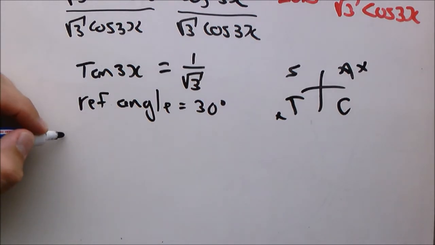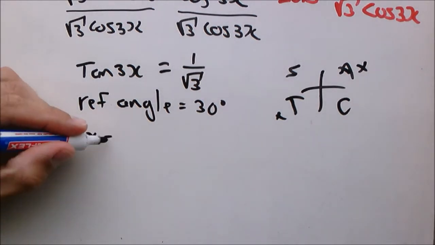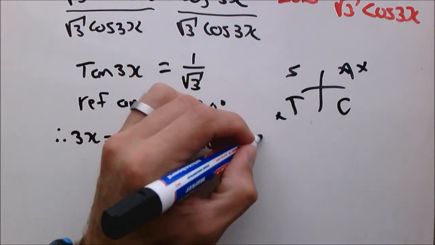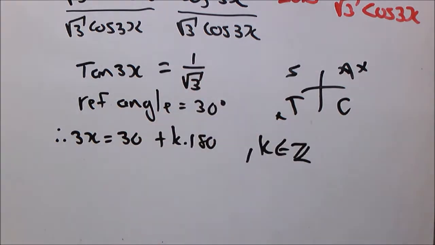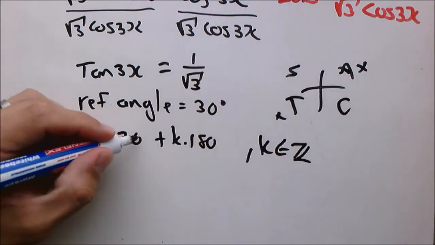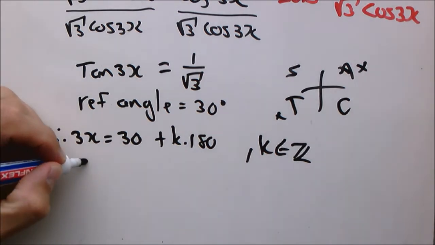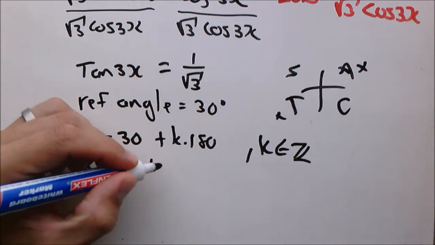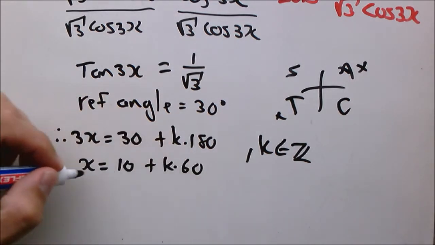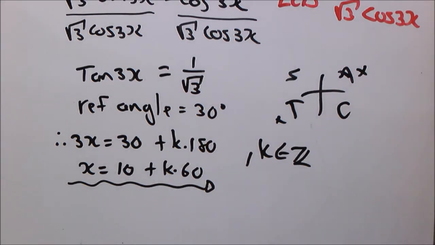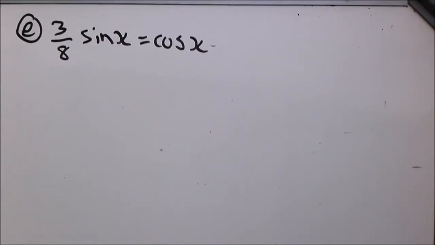So therefore 3x equals 30 plus k times 180, where k is defined as follows. Now we divide by 3 on both sides because we're solving for x, we're not solving for 3x. So x is equal to 10 plus k times 60. And that is our final answer. Okay, so let's move over to the next one. Okay, so the next one is number E.